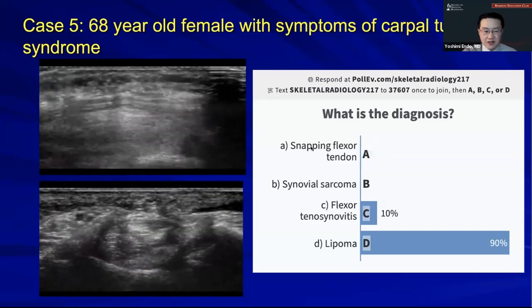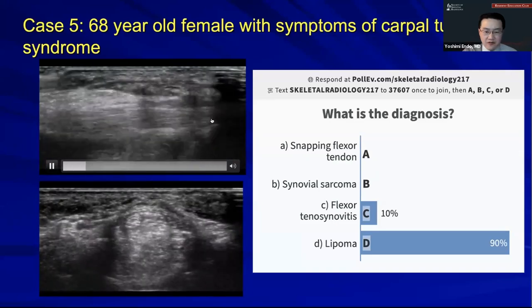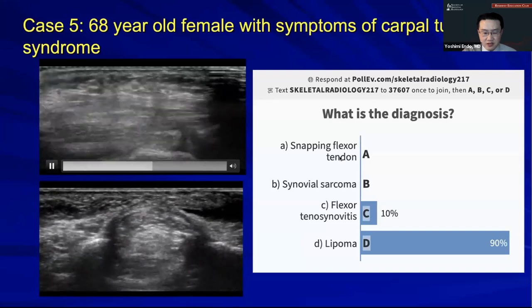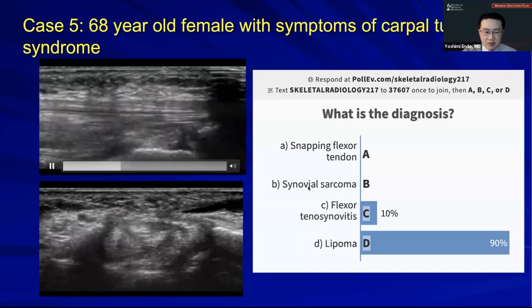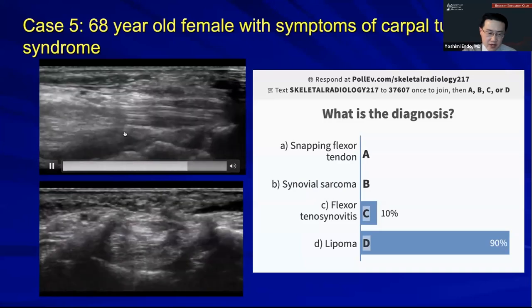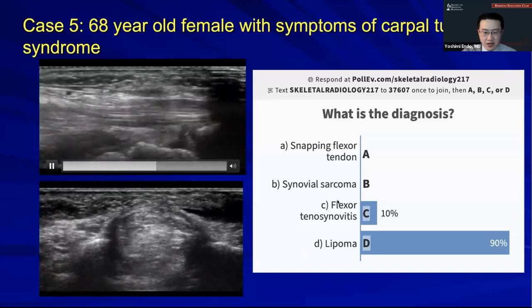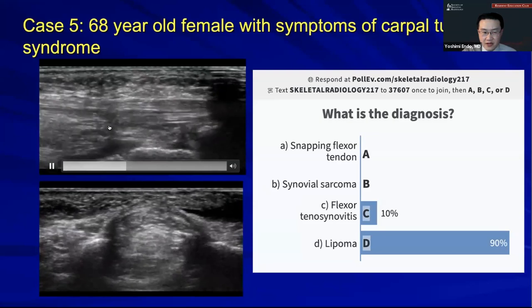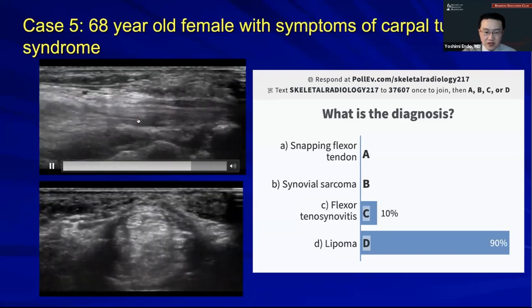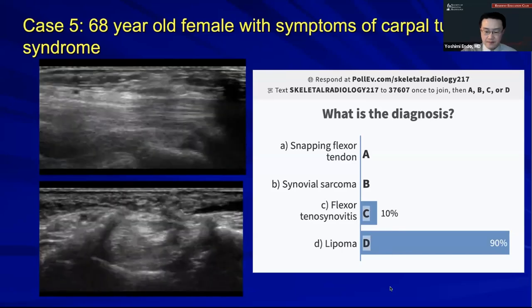So this is not a snapping flexor tendon. The finding is this lesion here, and it's separate from the flexor tendon. Synovial sarcomas, like most sarcomas, tend to have a hypoechoic appearance rather than a hyperechoic appearance. And tenosynovitis presents on ultrasound with a lot of fluid around these tendons, fluid within the tendon sheath, but you don't see any fluid here. So the correct answer is lipoma.